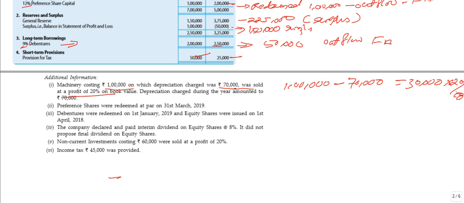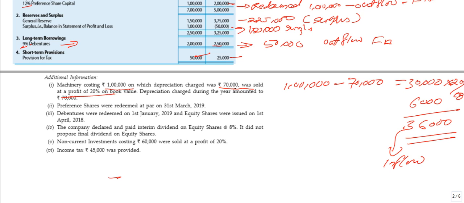We are getting a 20% profit increase. That means we are getting 6,000 rupees extra. So the sales value is 36,000. This amount is the inflow of cash under which activity? Investing activity. Okay, this is the inflow of the investing activity.